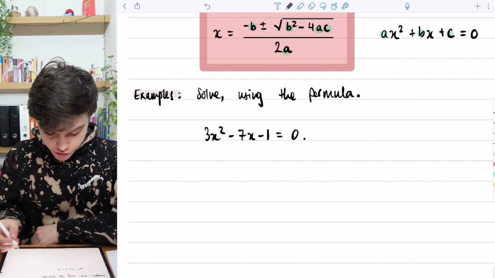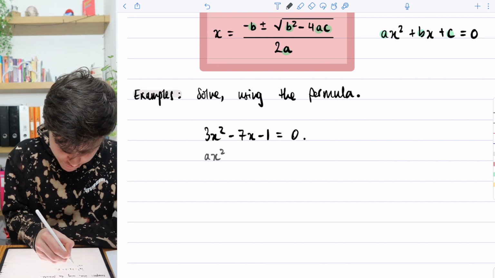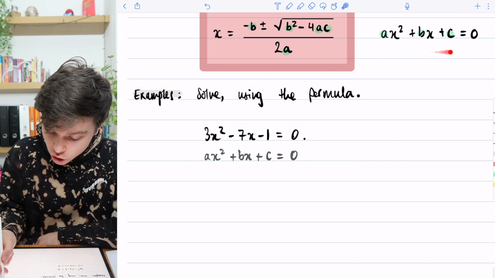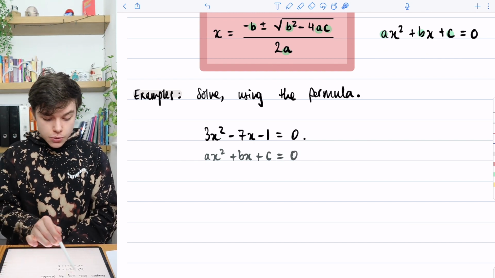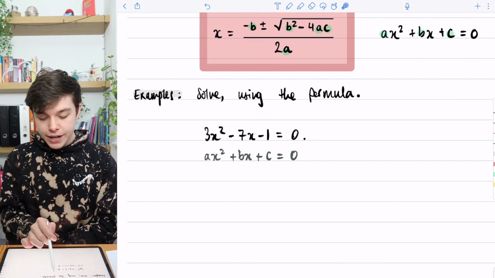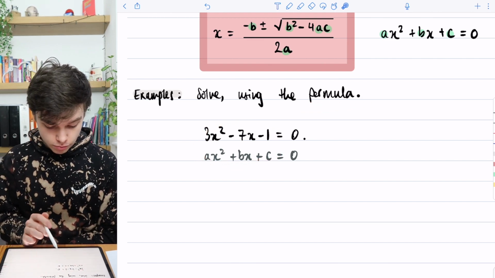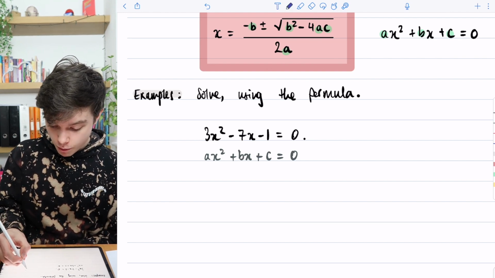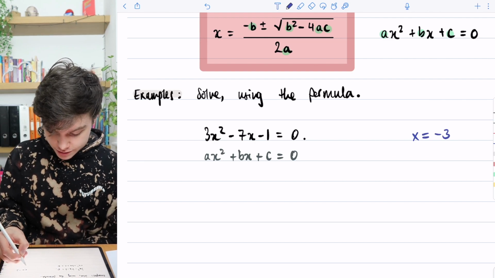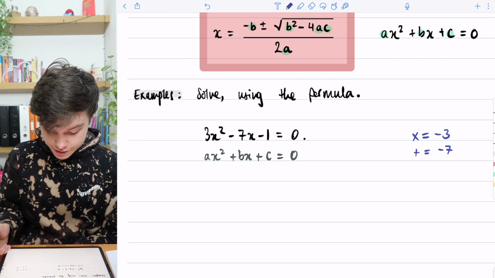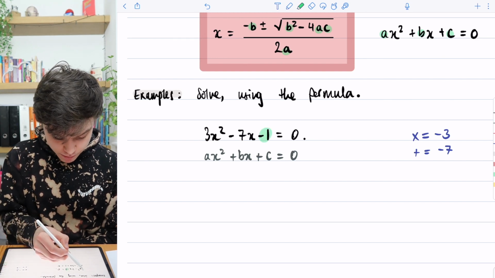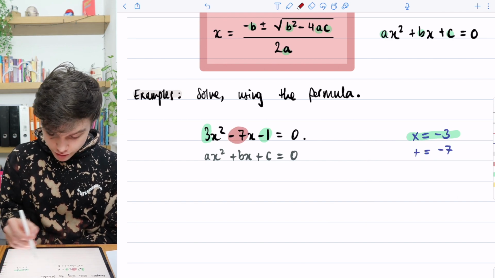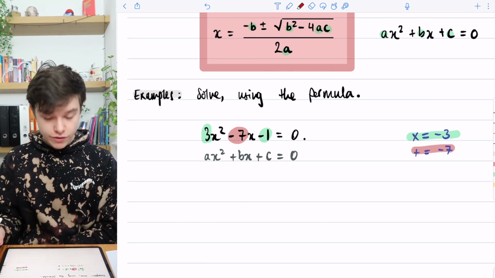So the first thing I'm going to do is compare this to the form that the quadratic formula actually solves. It's this form here. Now, this quadratic does not factorise. That's why we need to solve it using the formula. And the reason I know it doesn't factorise is because if I tried to factorise it, we would be getting two numbers that multiply to give me minus 3 and add to give me minus 7. The minus 3 came from multiplying those two numbers there. And then the minus 7 came from just the middle term of the quadratic.